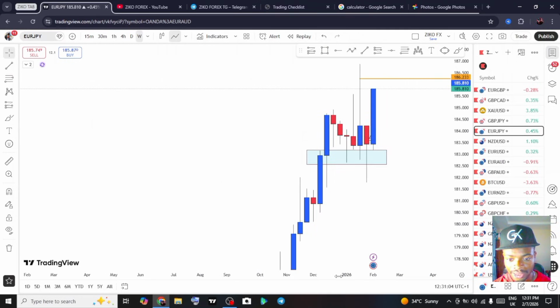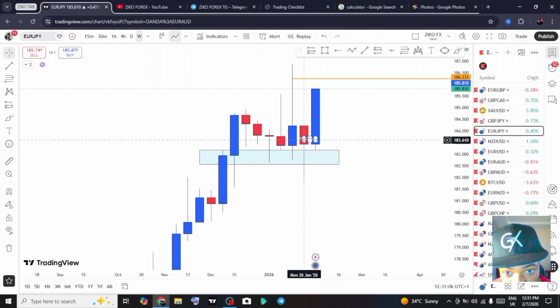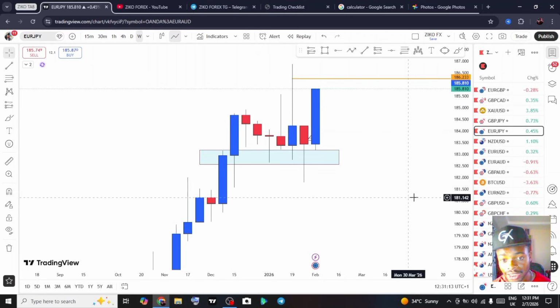Now, another thing I noticed was, if you look at this red candle right here, you can see that there's no wick to the top. If you are following this strategy, you know that a Marubozu candle is likely to get that wick to the top. In fact, that's what actually made our trade on Euro GBP reverse.